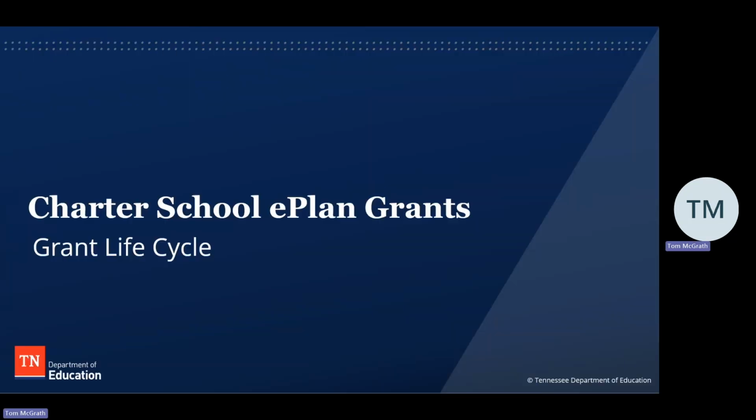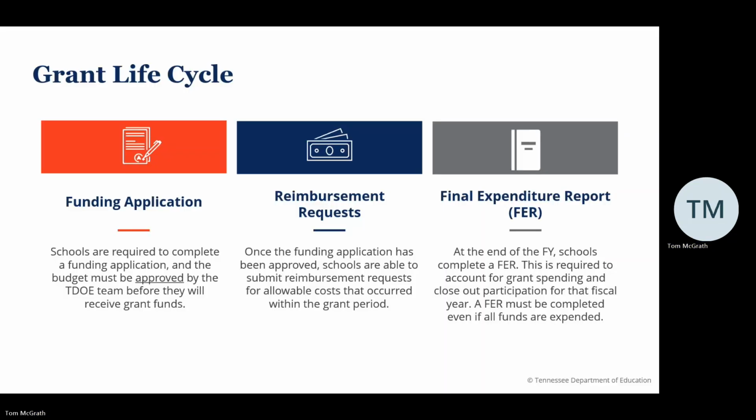We'll first talk about the life cycle for all state grants to give you context for your funding application. All charter school grants are administered by fiscal year, which runs from July 1 to June 30. All grants follow the same cycle, and this cycle repeats for each year of the grant period of performance. There are three stages to the grant life cycle.